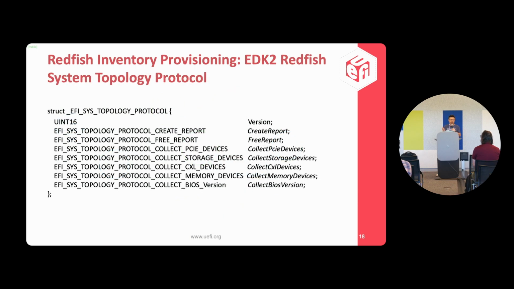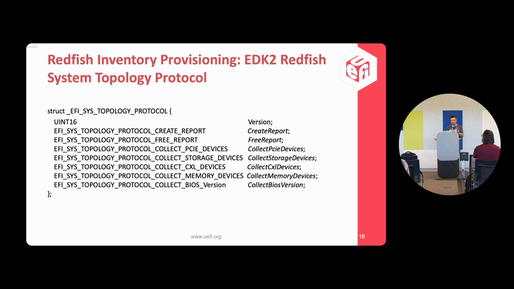And we don't have a complex structure to define the function for different components. It's very simple, but the prototype we can discuss in the community. The prototype for this protocol is pretty simple: just one version control, and then create a report or collect PCI device information, memory, CXL, or something else. Every time you add a new API, you just increase the version number.